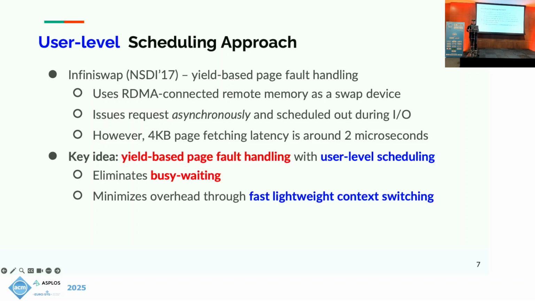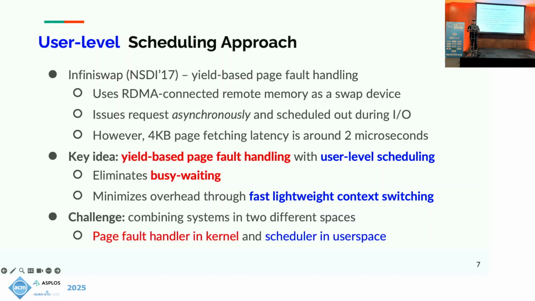Our key idea is to reduce such overhead. We build a high-performance user-level scheduler and eliminate busy waiting as well as the high scheduling overhead. The key challenge here is to combine systems in two different spaces, the page fault handler in the kernel and the user-level scheduler in the user space.